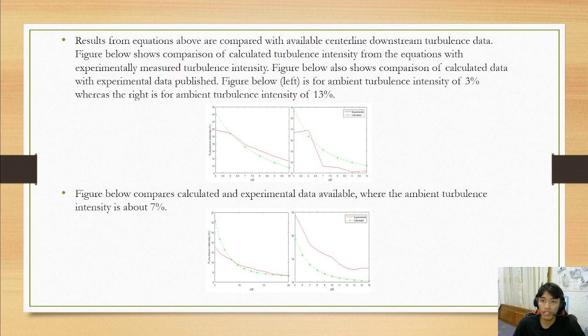So results from the equation above are compared with available centerline downstream turbulence data. The figure below shows comparison of calculated turbulence intensity from the equations with experimentally measured turbulence intensity. As you can see from the figure below, the left side is for ambient turbulence intensity of 3%, whereas the right is for ambient turbulence intensity of 13%. In the next figure, it compares calculated and experimental data available where the ambient turbulence intensity is about 7%.